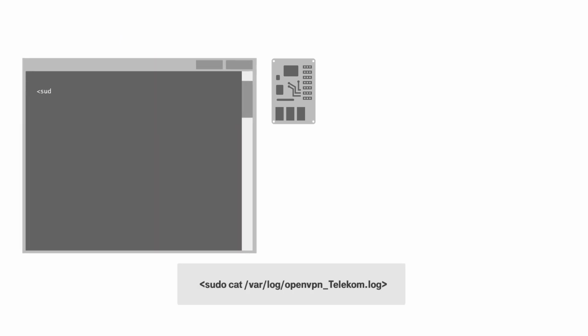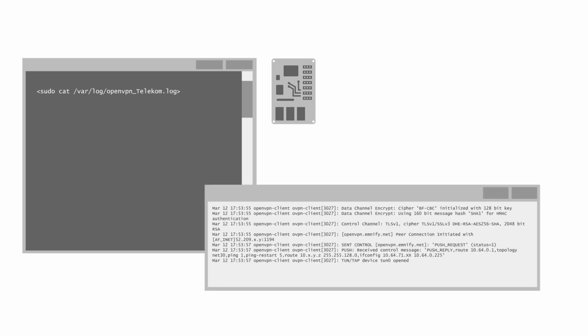The Raspberry Pi 2 as data receiving application server establishes the OpenVPN connection with sudo. With cat /var/log/openvpn_telecom.log, you can open the log file of the test. The IP address of the OpenVPN client is visible in the last section of the log file. In this example, 10.64.71.xx, and will be static for your VPN connection.